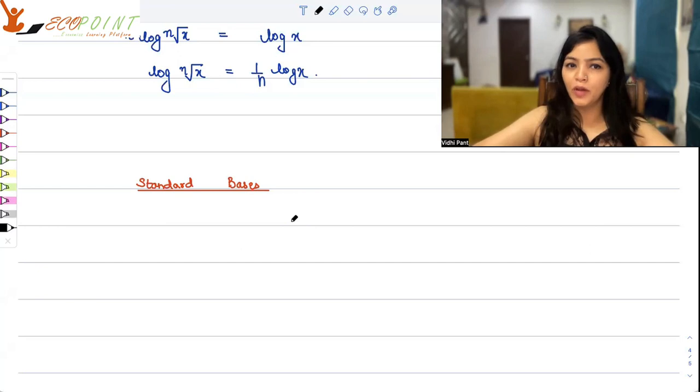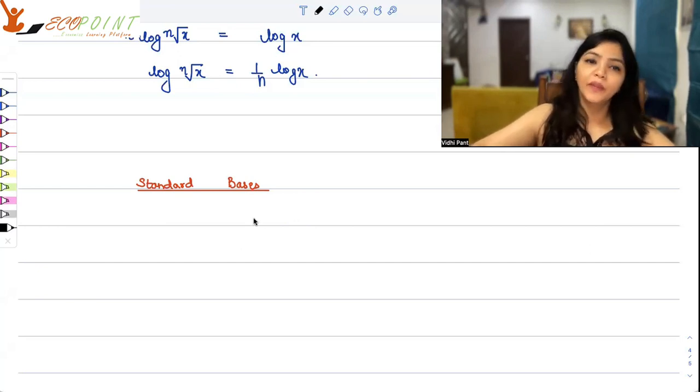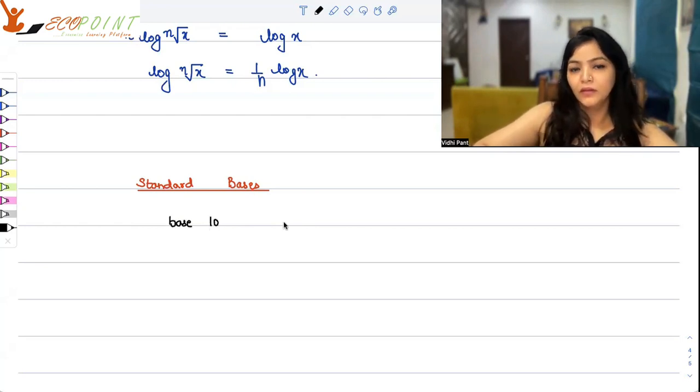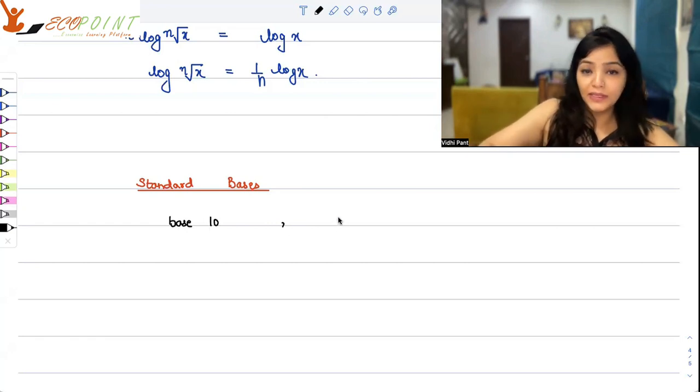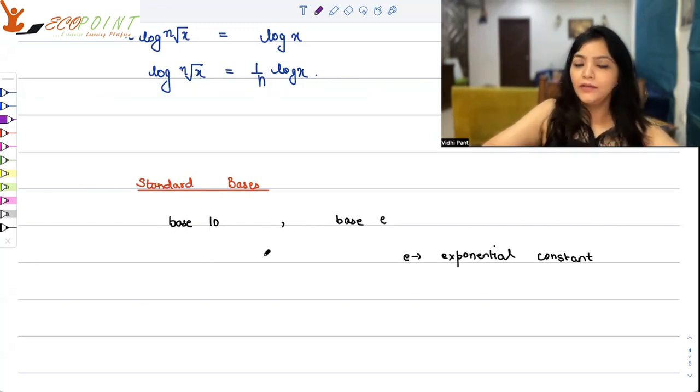Now I'm going to talk about the standard bases. There are two standard bases that we generally use. One is base 10, and the other one is base e. Now, what is this e? e is the exponential constant. If it's written just log, then you assume that the base is 10.